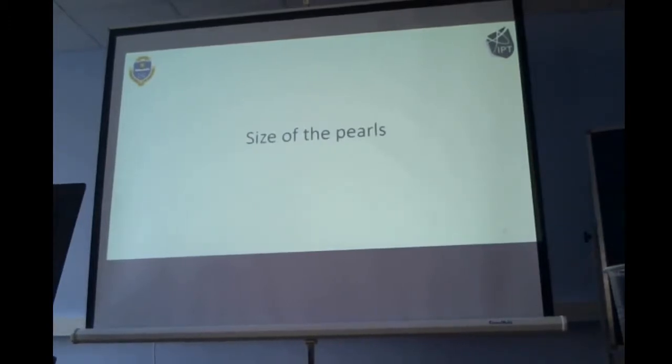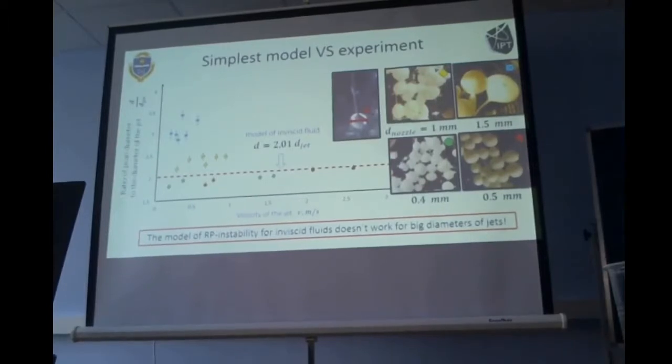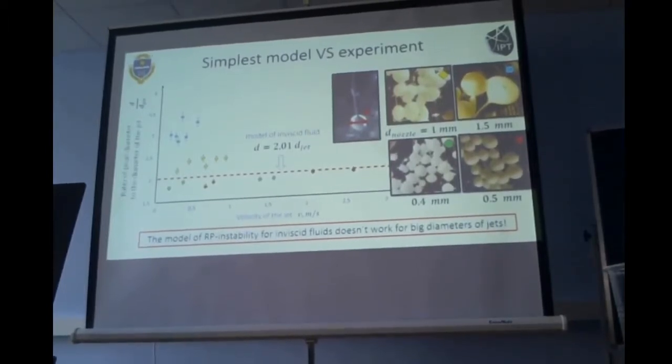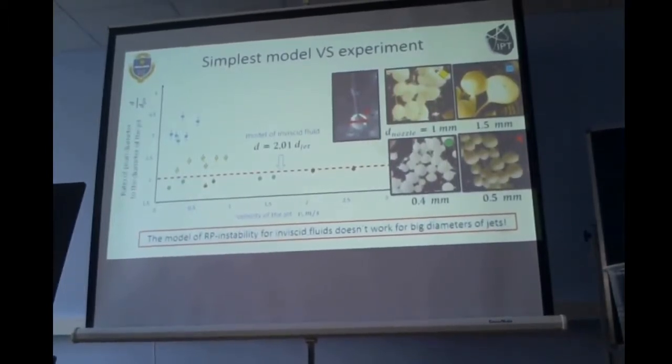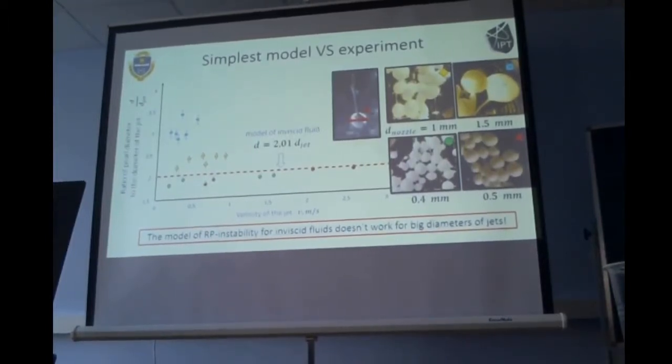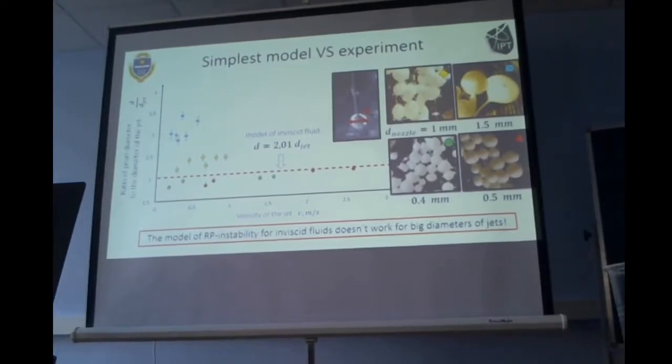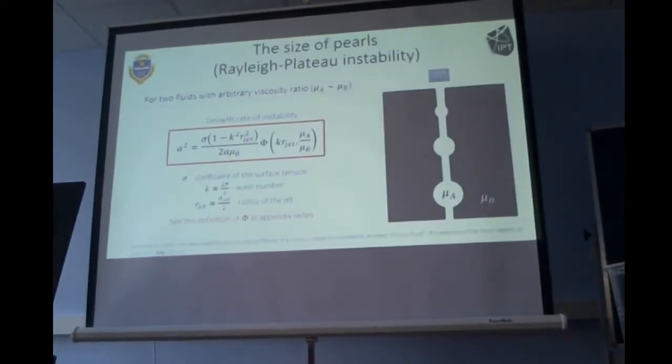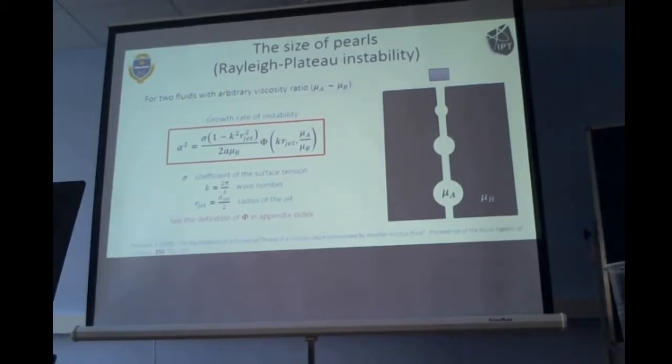Now we can consider the size of the pearls. The simplest model for the inviscid fluid doesn't work for big diameters of the jet. That gives the fixed ratio between the pearl diameter and the diameter of the jet, and we can see that it doesn't work for the higher diameters. So we should take into account the viscosity of both fluids, and we can use the Tomotika model of two fluids with an arbitrary viscosity ratio.